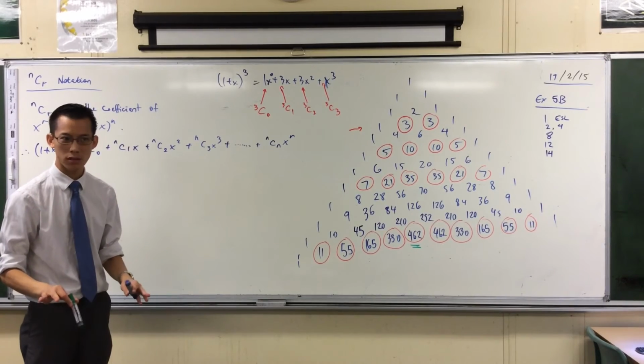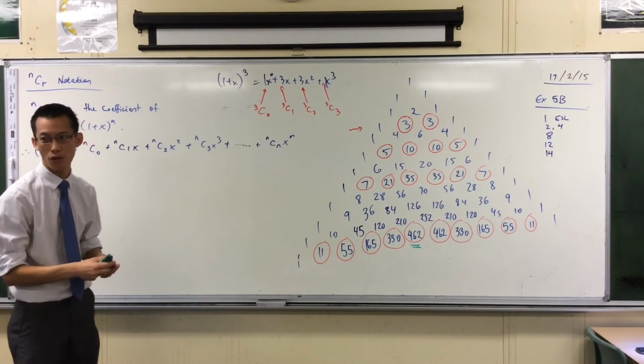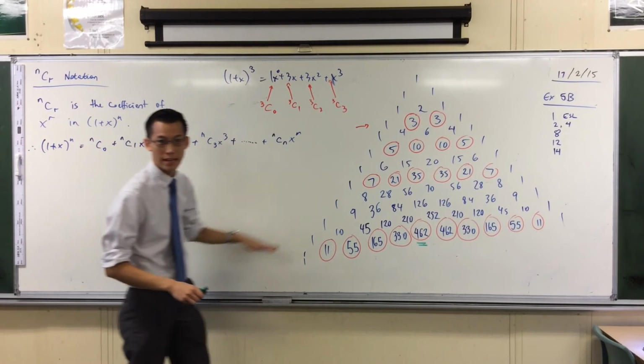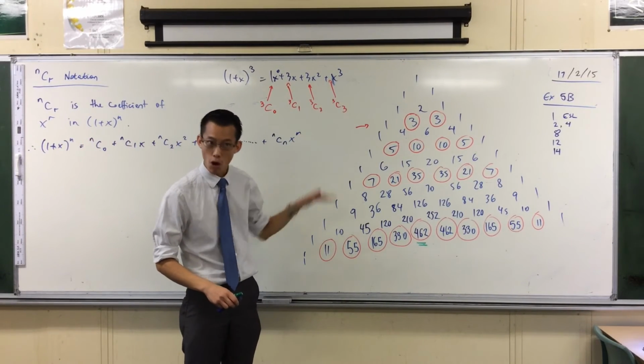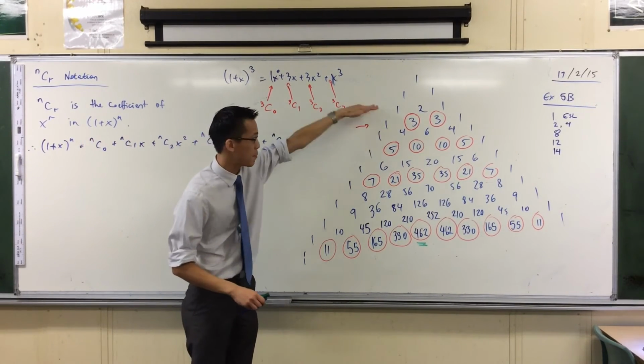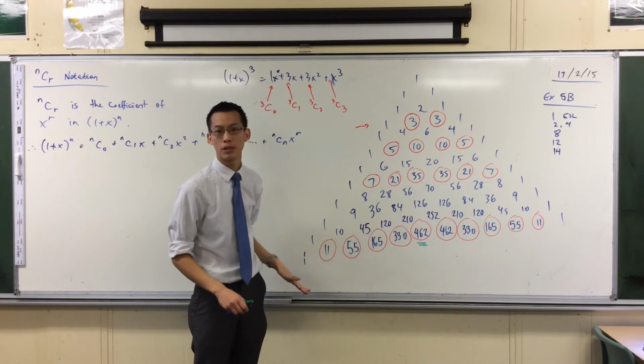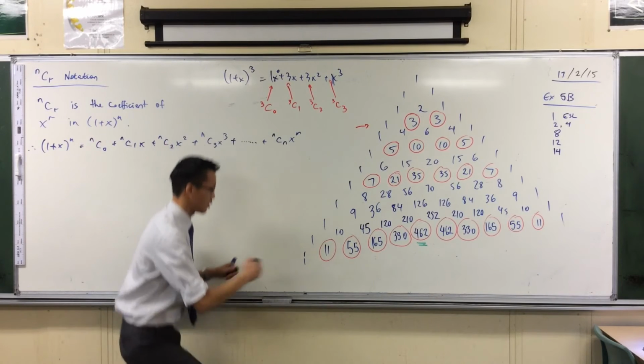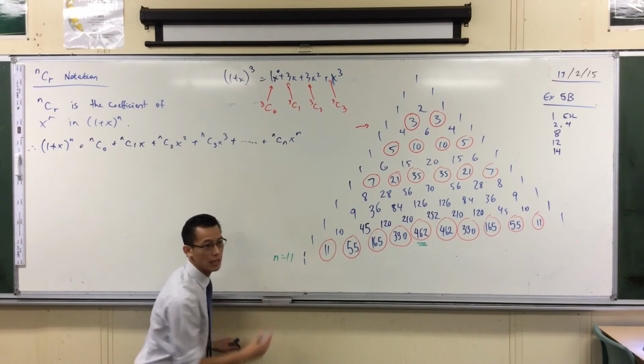Now, do it slowly with me. What's the n stand for? It stands for power, right? Which in Pascal's triangle means it stands for row. That's the power that I'm interested in, the row that I'm looking at, okay? So this is the 11th row. Does that make sense? So I've got n equals 11 here.